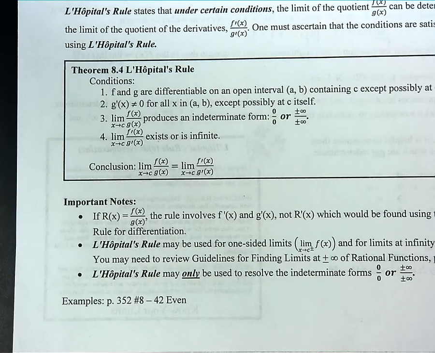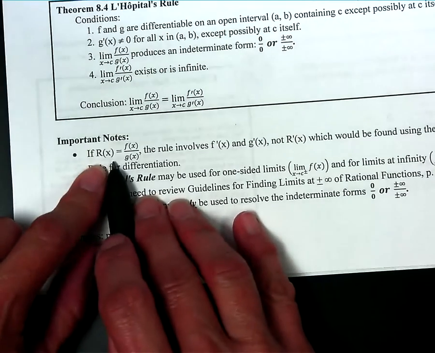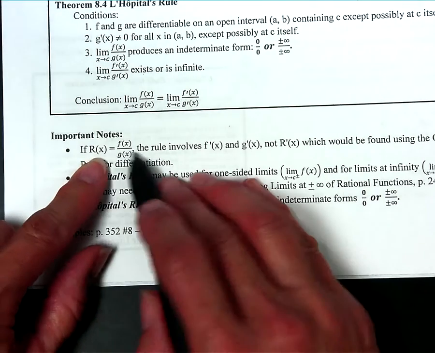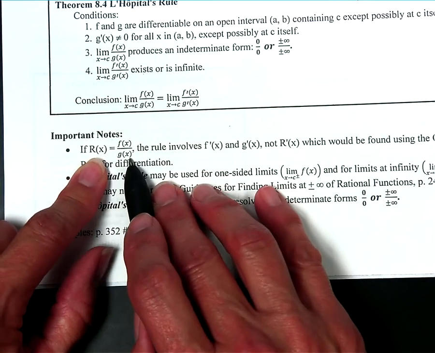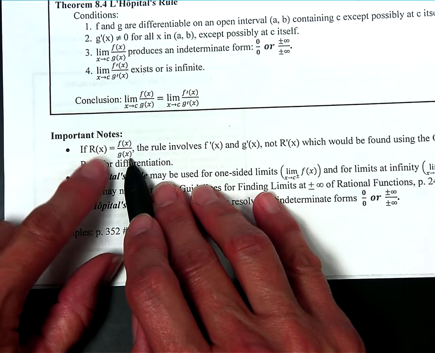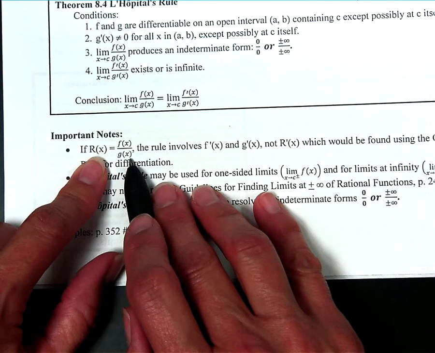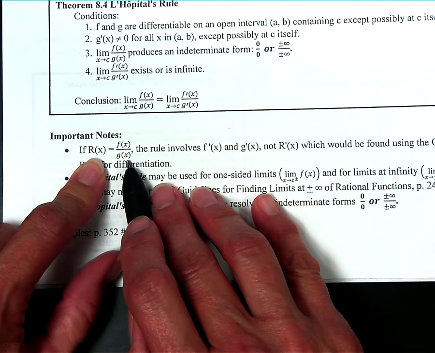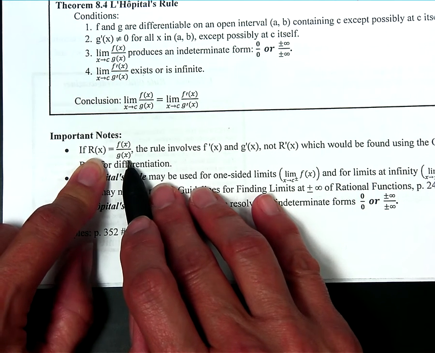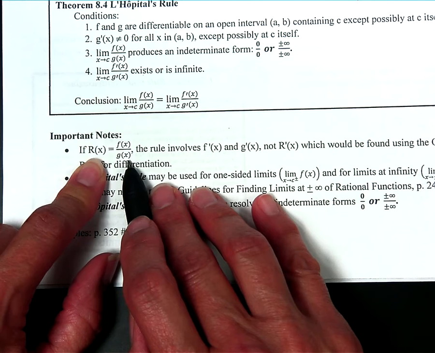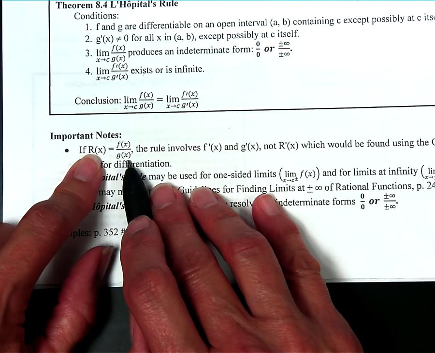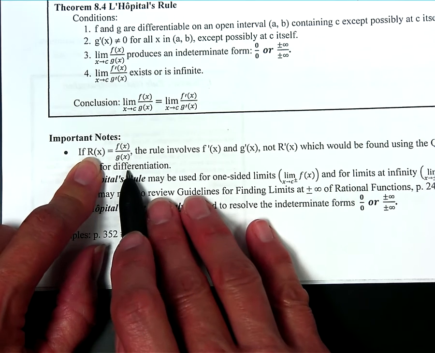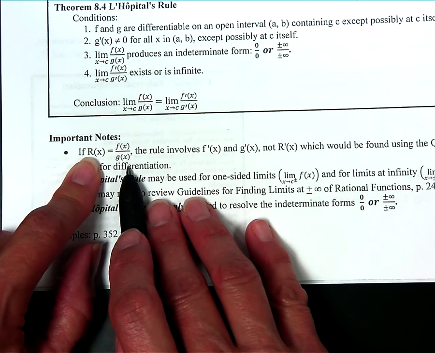Important notes. If I just said r of x, where r stands for some rational function, r of x equals f of x over g of x, and I wanted to find r prime, would the way to find r prime be to just take the derivative of the numerator and the derivative of the denominator? Oh, that would take the quotient rule. The way we would find r prime is the quotient rule. So L'Hopital's rule is not the quotient rule. In the quotient rule, we don't just take the derivative of the numerator and the derivative of the denominator.